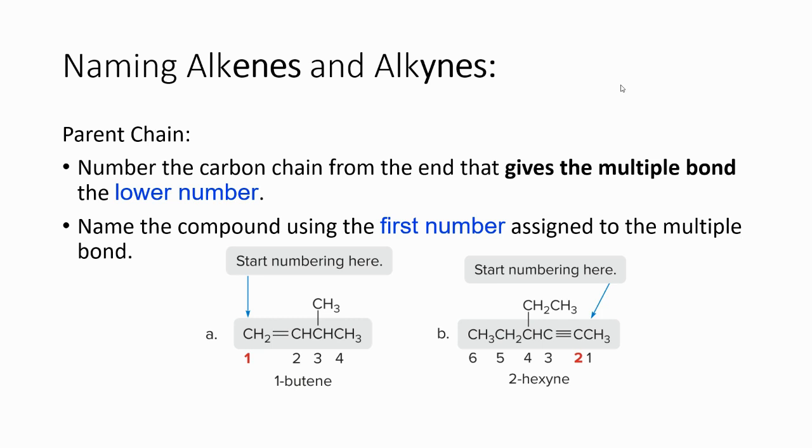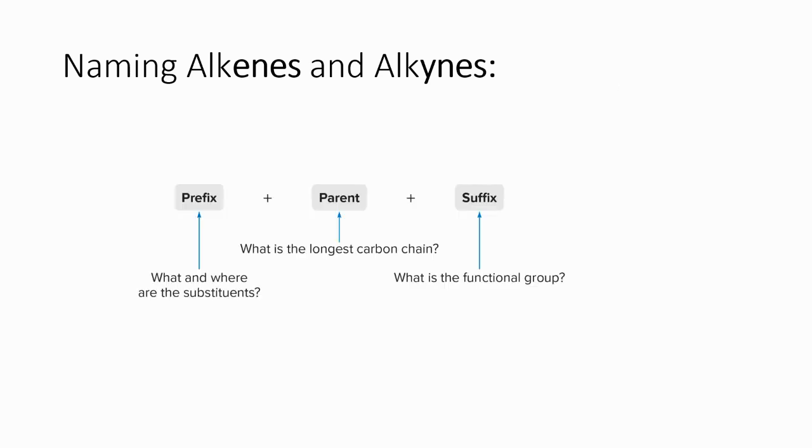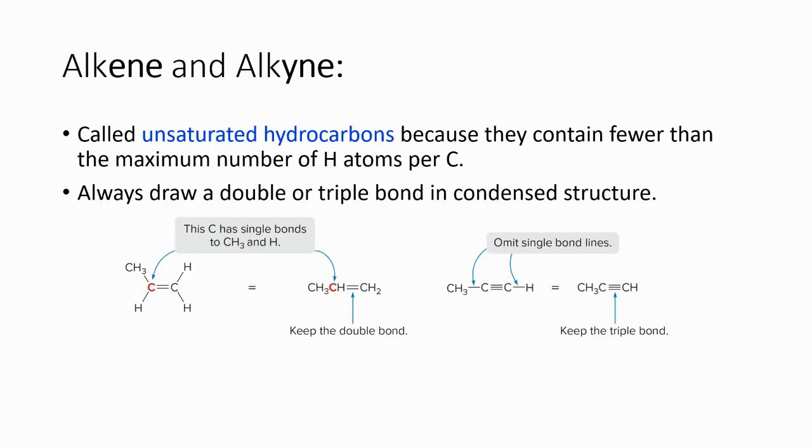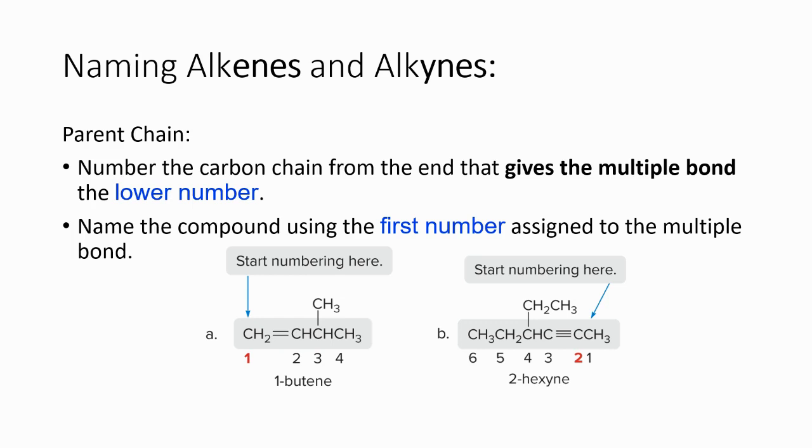So like this one, we're going to start over here because it's closest to the double bond. So 1, 2, 3, 4. Four carbons. So this would be 1. We had 4, so it's 1-butene. Four carbons is butane, but we have a double bond, so we change it to -ene, and the double bond is starting at the first carbon.